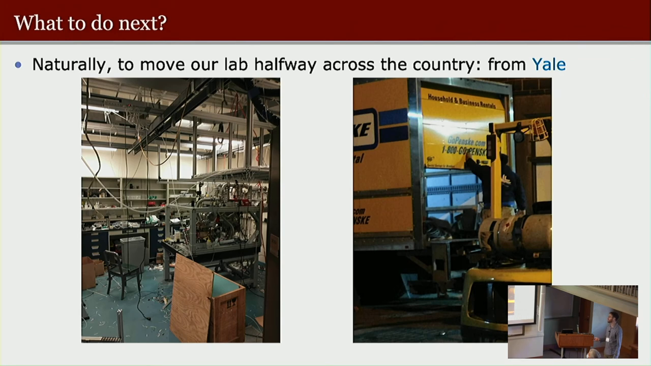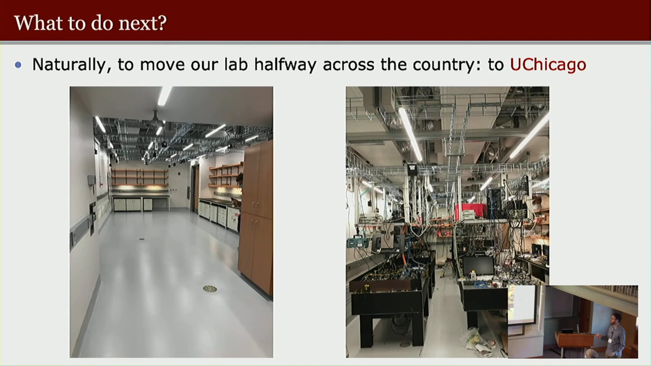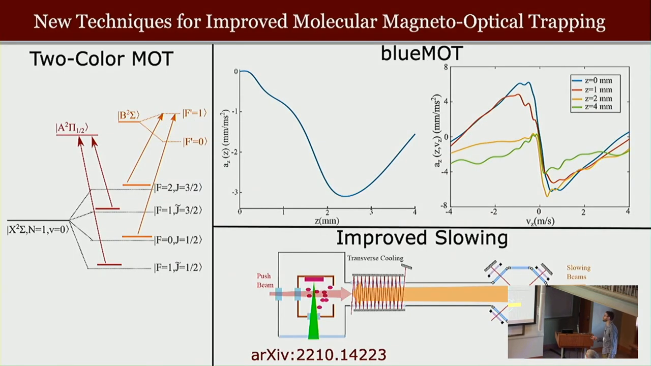So what did we do next? Well, we went in search of more molecules. Like the pioneers of yore, we decided to head west, moving from Yale to UChicago. Well, Midwest anyway. So we've repopulated the lab, filled it up pretty quickly. But now this is our nice new lab, and hopefully there'll be more molecules there to be had. But okay, so seriously, what are we actually going to do to try to improve magneto-optical trapping?